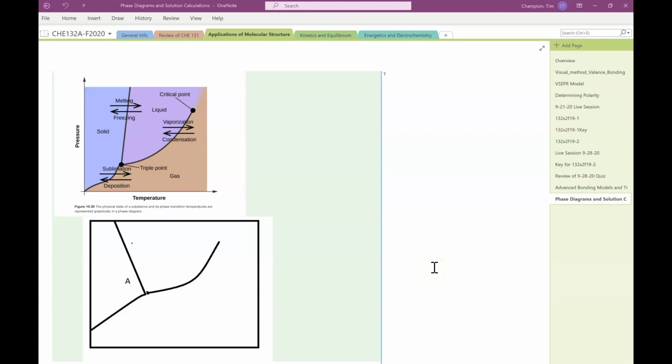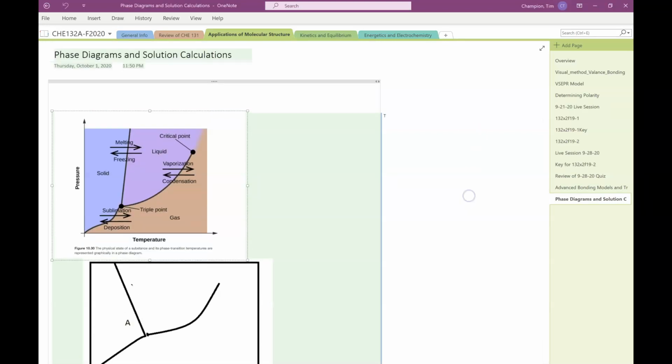Hi there. Want to talk a little bit today about some quantitative aspects of the things that we've been dealing with, phase diagrams and their solution calculations. We've been talking about intermolecular forces, and those relate to phase changes and to solutions, so we're going to deal with these quantitative aspects as well.